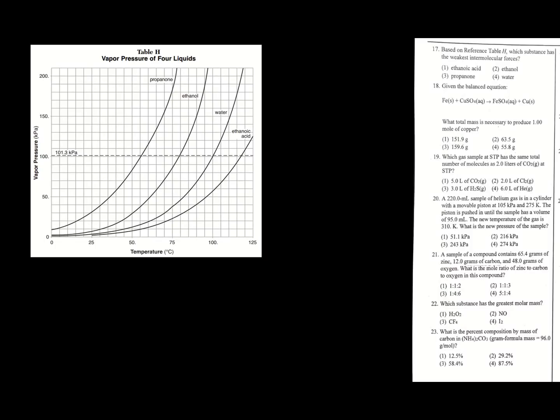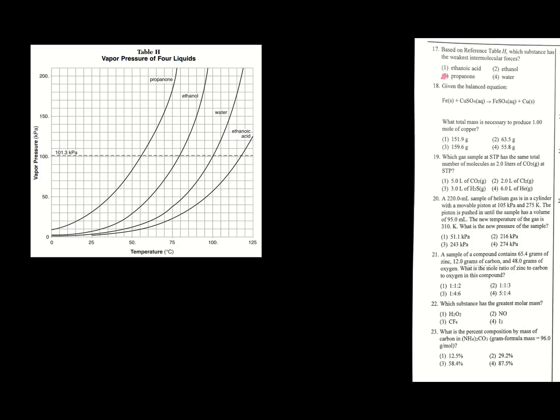Okay, so number 17, I already pulled out table H because it's talking about table H. So we're looking for the substance that has the weakest intermolecular force. So weak, we have to think boiling point, which has the lowest boiling point. So each of these 4 intersect the dashed line, and that's their boiling point. That'll give us propanone as our answer because it's the one all the way to the left. Okay, propanone, choice 3. Yay.